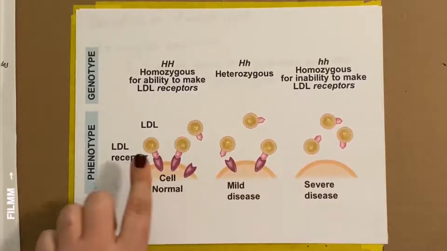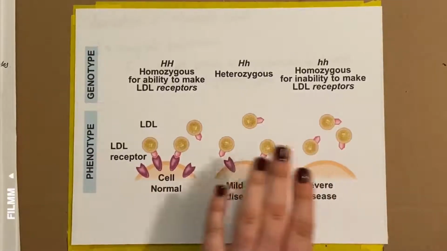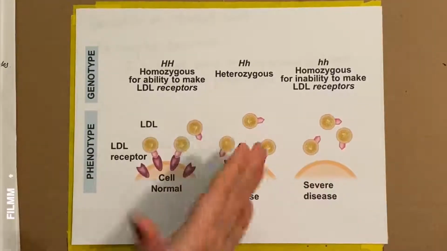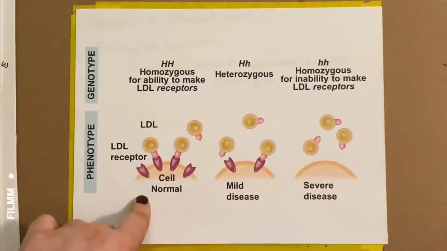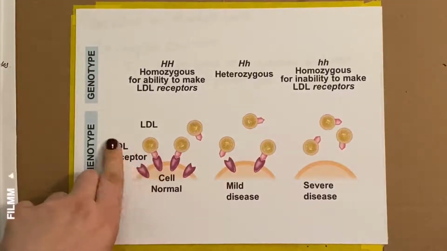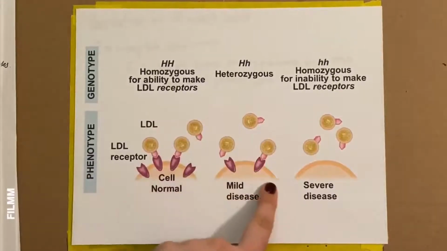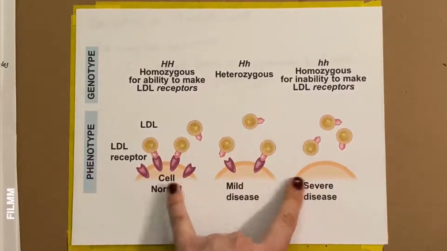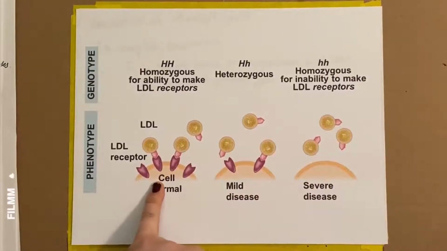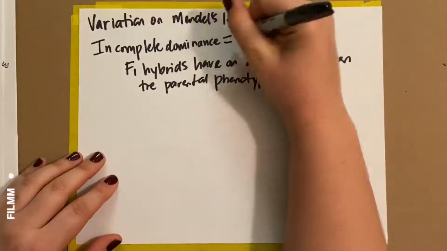So going between a normal amount of receptors and no receptors, with a blending in between, halfway in between, we know this is incomplete dominance. If the normal trait were a dominant trait, we would think the heterozygote would also have normal LDL receptors, but they don't, because they're halfway between what's normal for the homozygous dominant and the homozygous recessive. So that is incomplete dominance: blending.